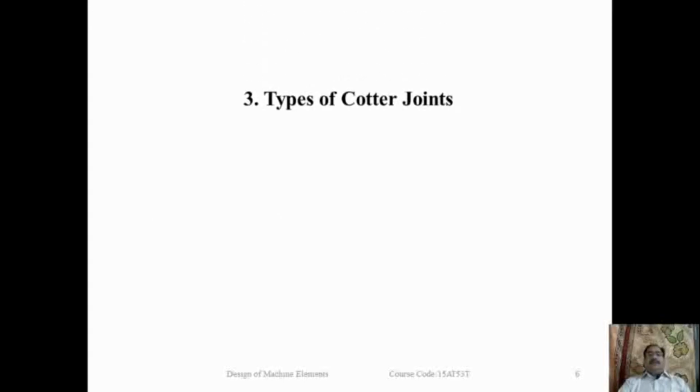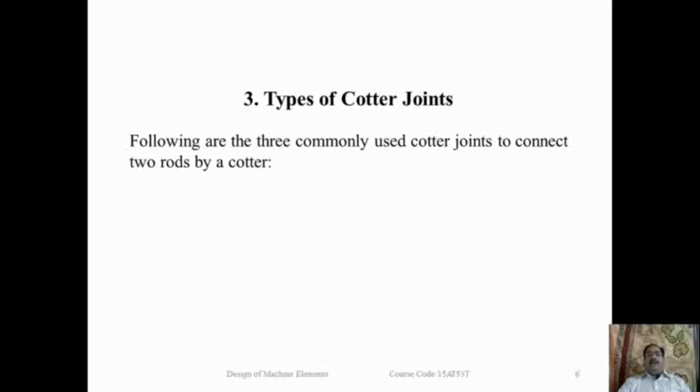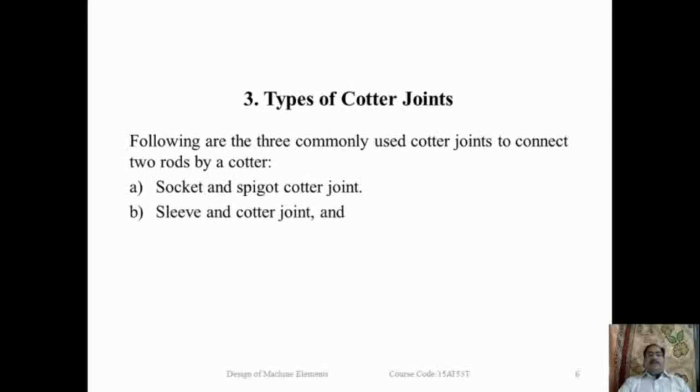Dear students, next we have to study the types of cotter joints. What are the types of cotter joints? The following are the three commonly used cotter joints to connect two rods by a cotter. A. Socket and spigot cotter joint. Here the pronunciation of S-P-I-G-O-T is spigot. So number one, or A, is socket and spigot cotter joint. B. Sleeve and cotter joint. And C is gib and cotter joint.